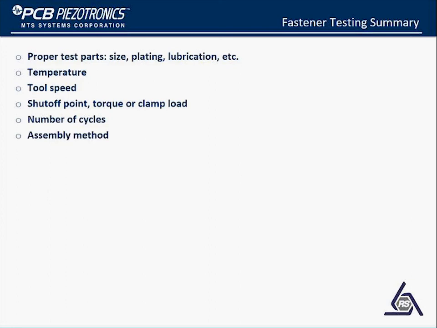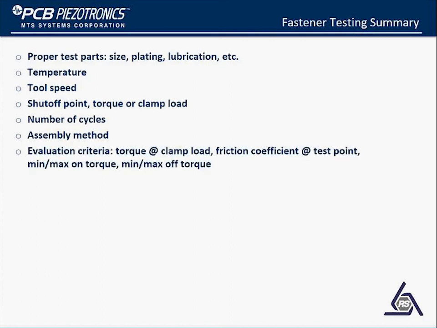We need to know what the assembly method is. Do we start at the very beginning threading the fastener on, or do we bring it up to the verge of clamp load? These will typically be identified in the test specification. And also the spec will identify the evaluation criteria: the torque at clamp load, the friction coefficient at a test point, the min-max on torque, min-max off torque, and so forth.